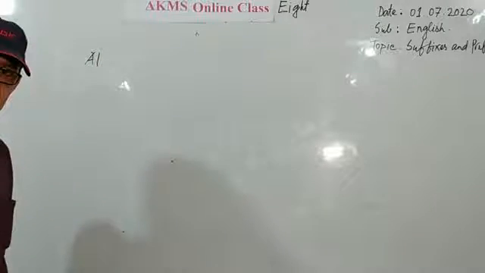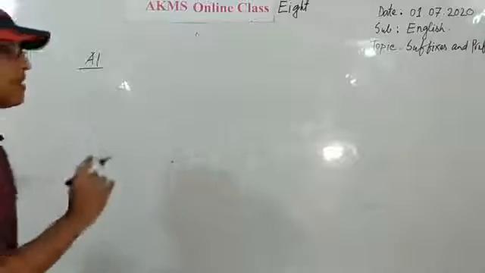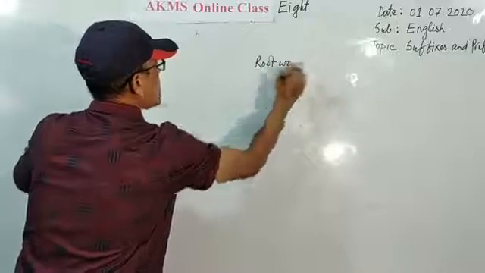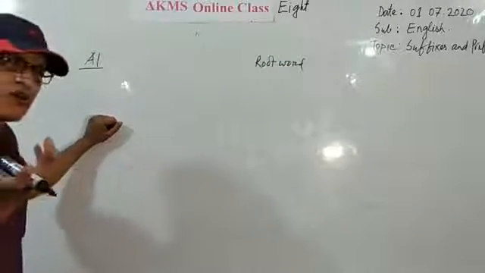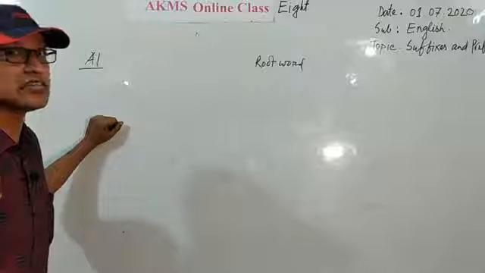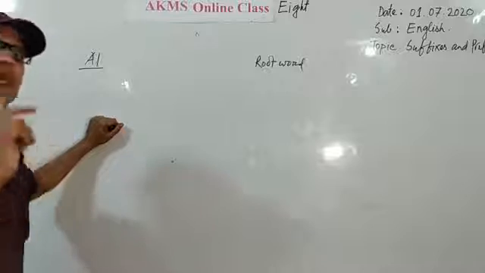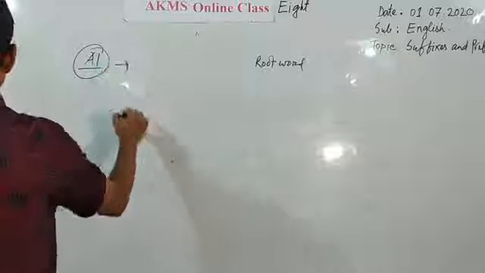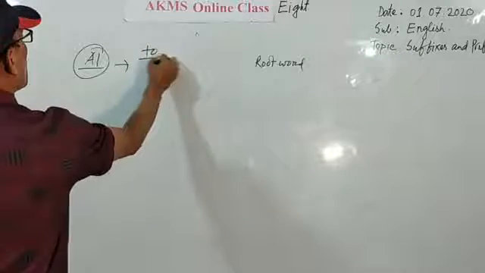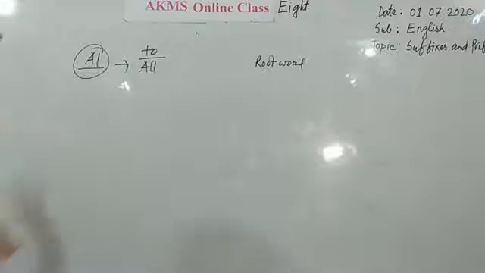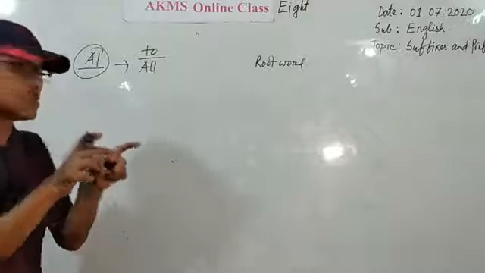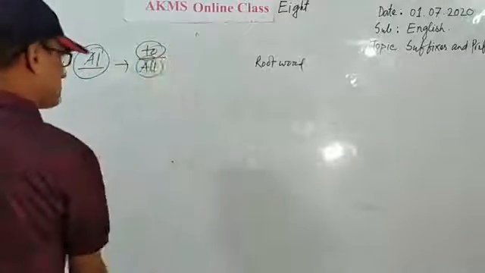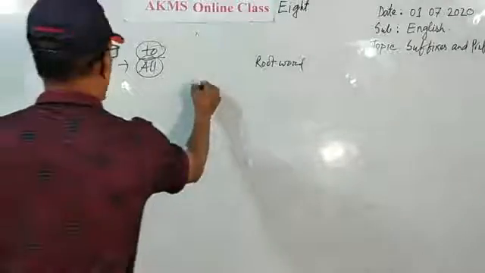Al. This al will be added with a root word. And what type of meaning will it express? What type of meaning can al express? Al will express the meaning of to or all, sab or prati, towards, prati. Al will express the meaning of to or all. Okay, how? Look at the word please.